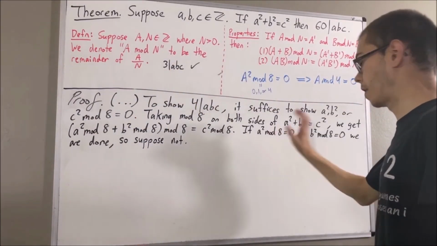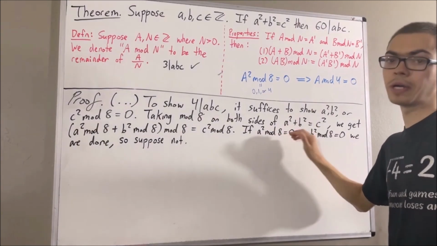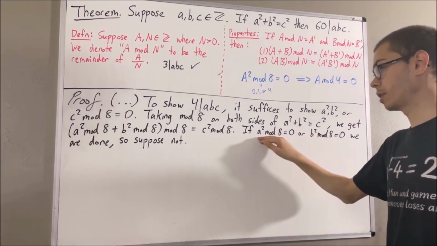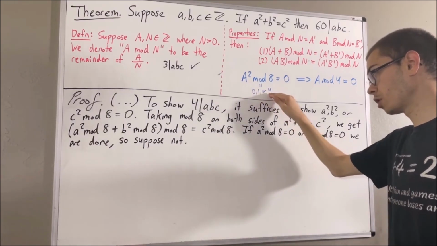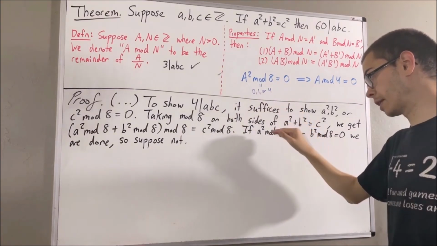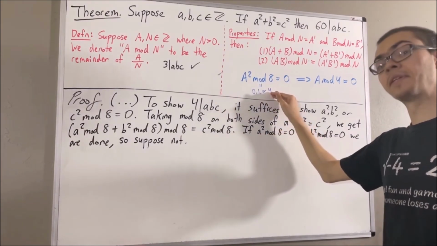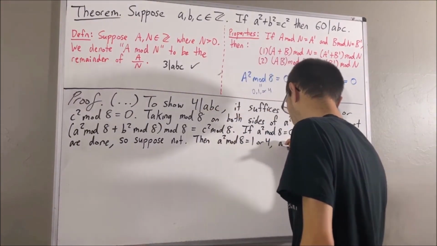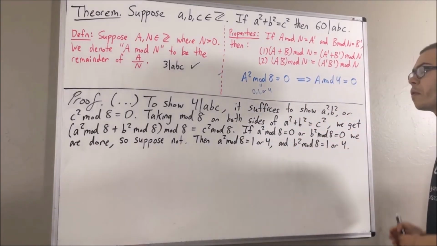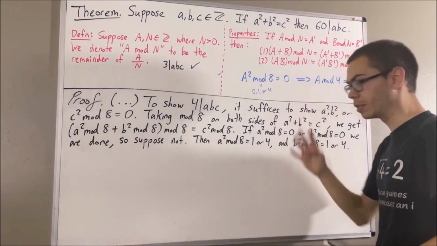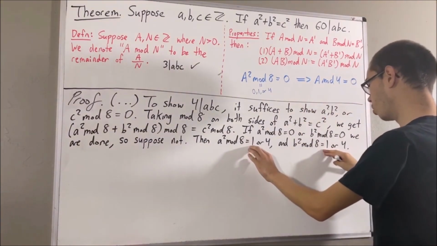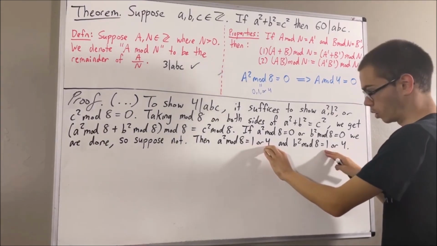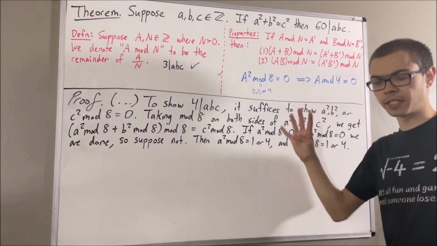Well, then we have that a squared mod 8 is not equal to 0 and b squared mod 8 is not equal to 0. Well, we know that a squared mod 8 is equal to 0, 1, or 4, so the only 2 possibilities we're left with is that a squared mod 8 is equal to 1 or 4. Similarly, b squared mod 8 is equal to 1 or 4. So this gives us a total of 4 possibilities. Either they're both equal to 1, both equal to 4, this one's equal to 1, this one's equal to 4, this one's equal to 4, this one's equal to 1. And we're going to consider all 4 of those cases.